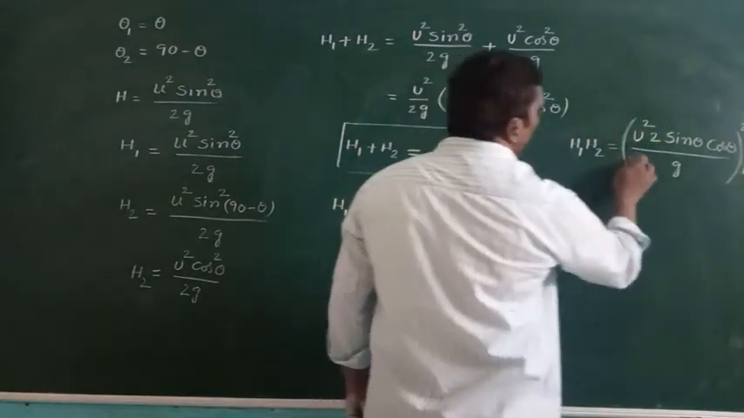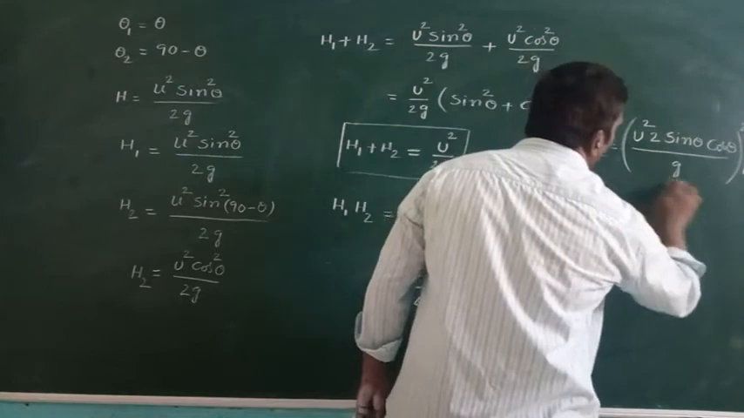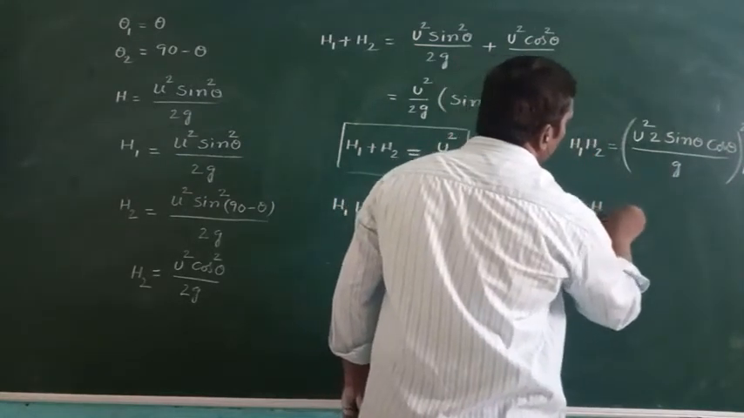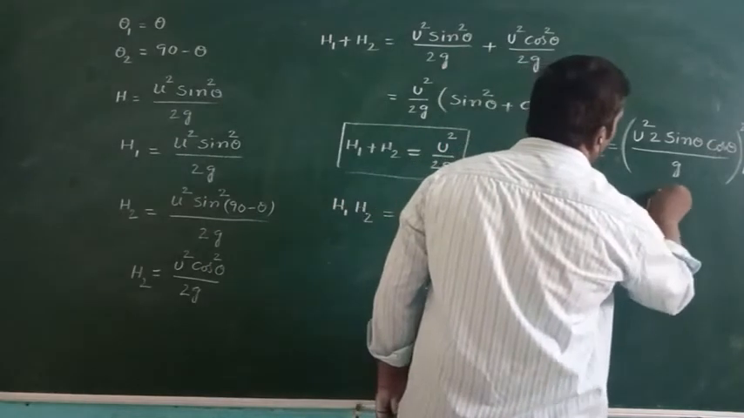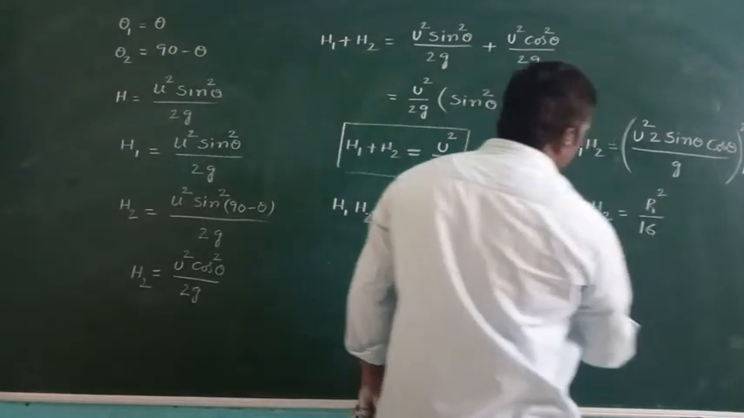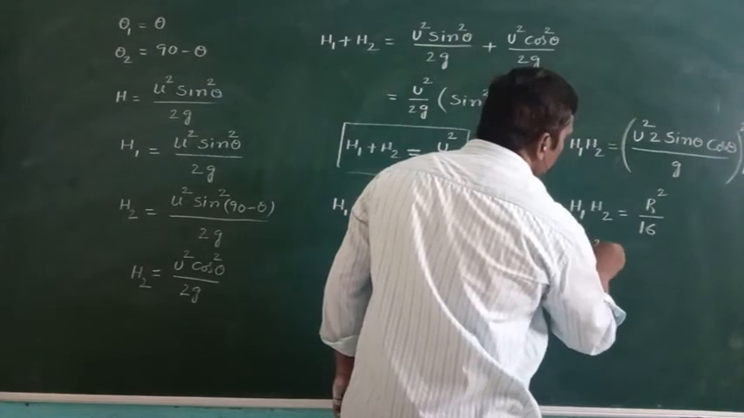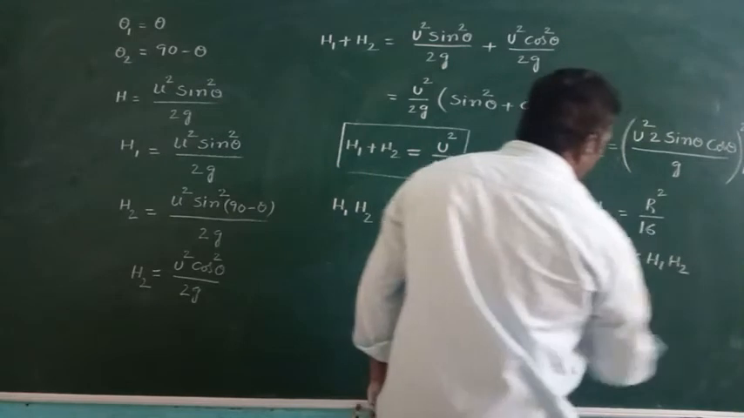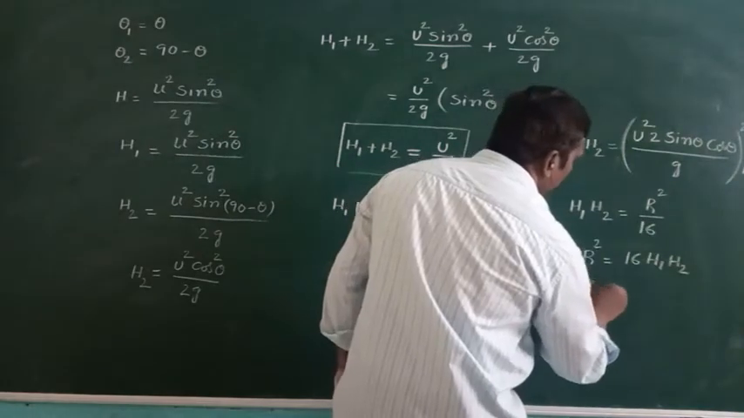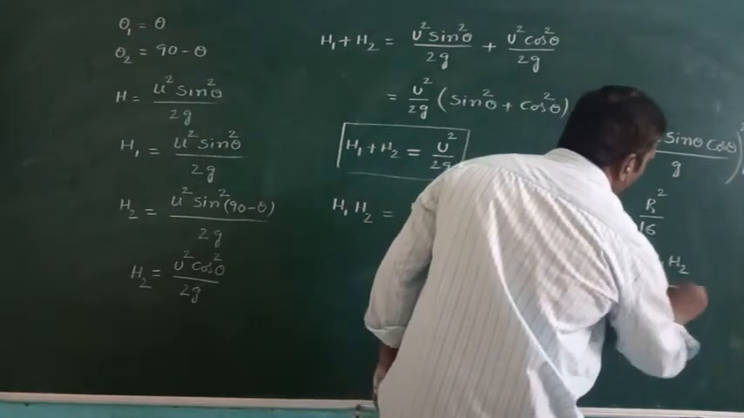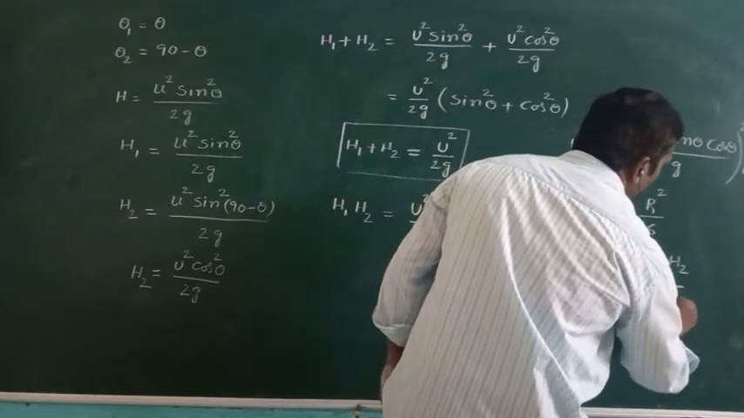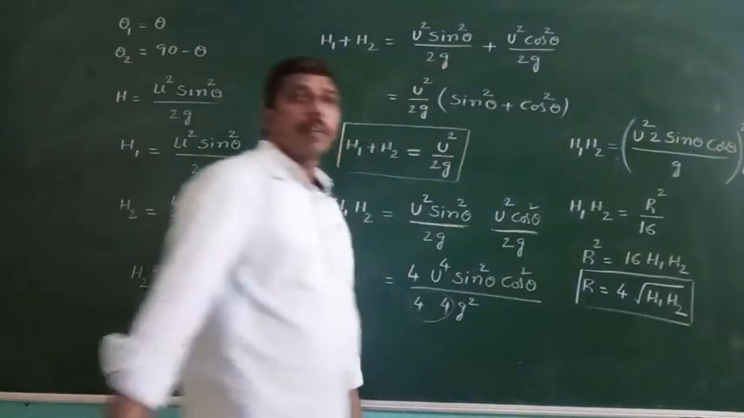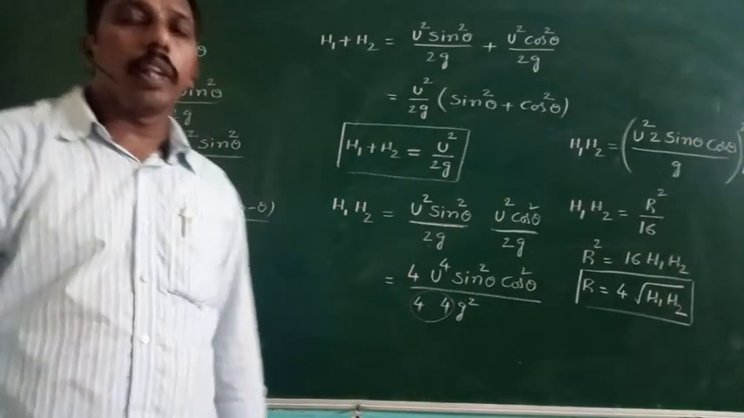From this equation, this term is equal to the range. Then we can write h1 into h2 is equal to r square by 16. From this, range r square is equal to 16 into h1 h2, so range r is equal to 4 into under root of h1 h2. This is the relation between heights h1 and h2, adding and multiplying.